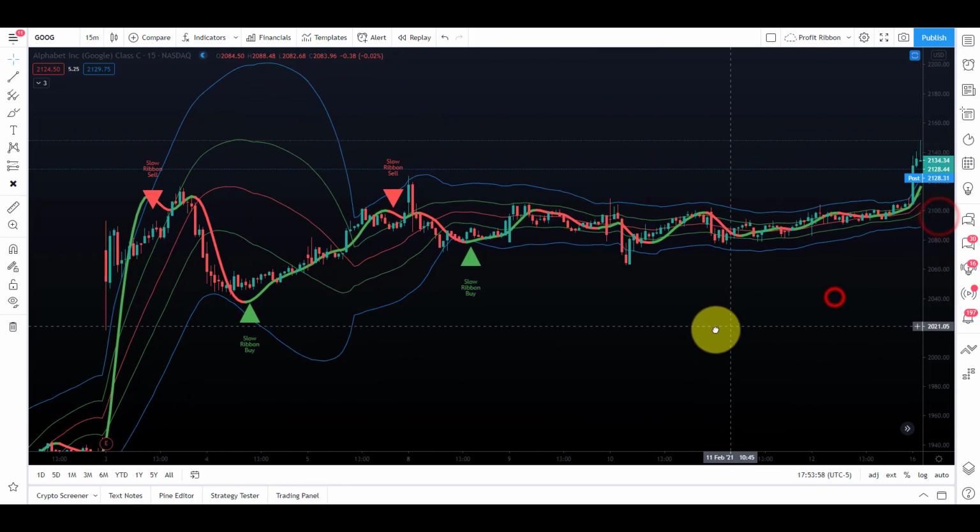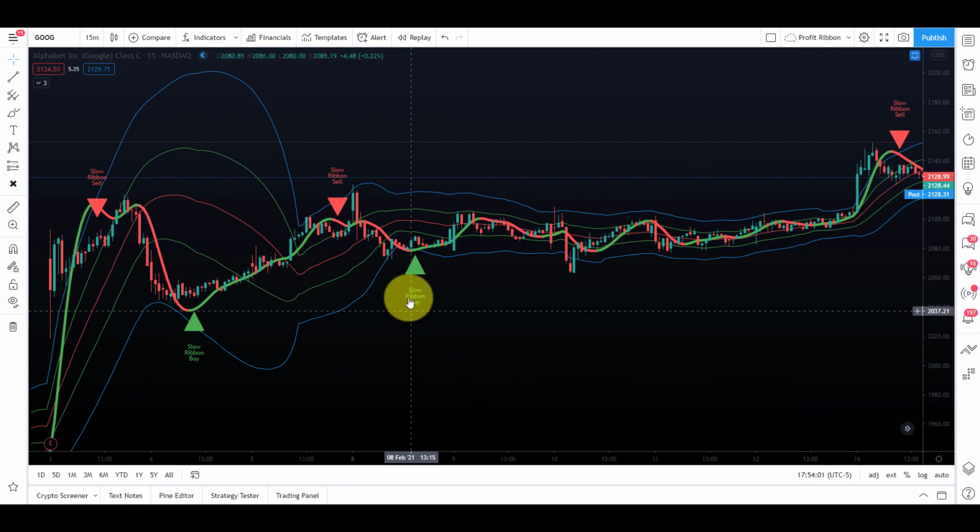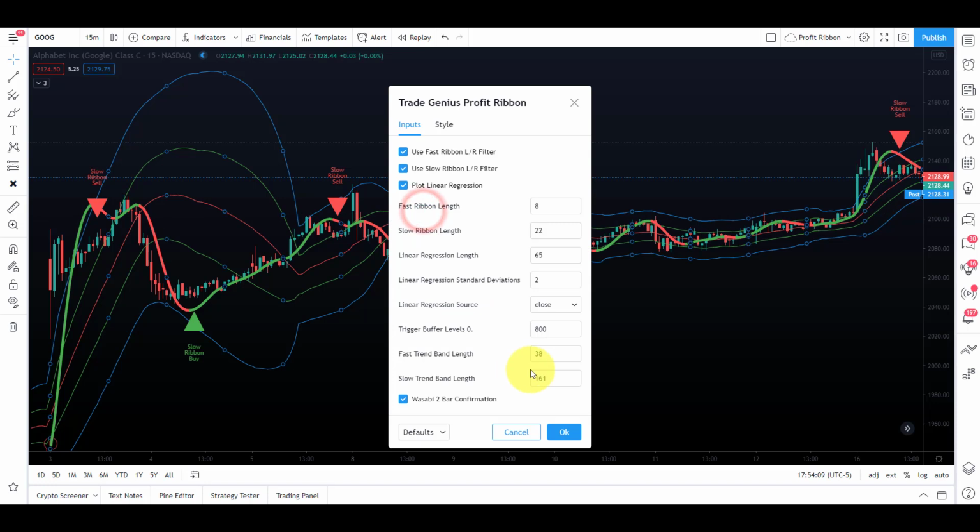So that's how the profit ribbon fires on the slow one. It's going to be when the color changes outside of these middle bands. Okay, and again, the width of those middle bands are controlled by this right here. So 800 means 0.8 of a deviation. If you go to 1000, that's 1 deviation. If you set it to 2000, that's 2 deviations.